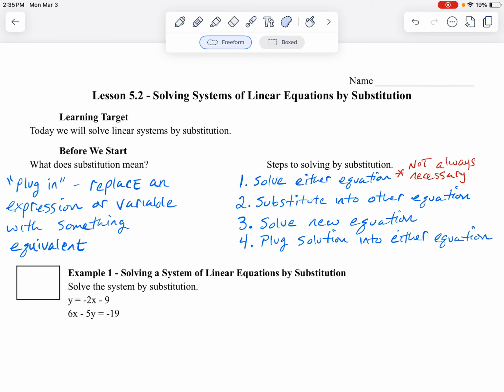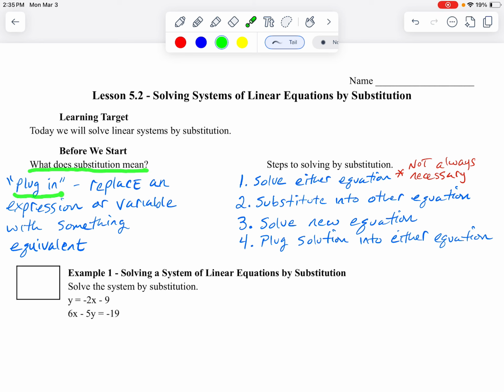In lesson 5.1, we talked about solving systems by graphing, and in 5.2, we are going to learn about substitution, which is one of the more common ways that we solve systems if we're not graphing. A couple things before we start. What does it mean to substitute?